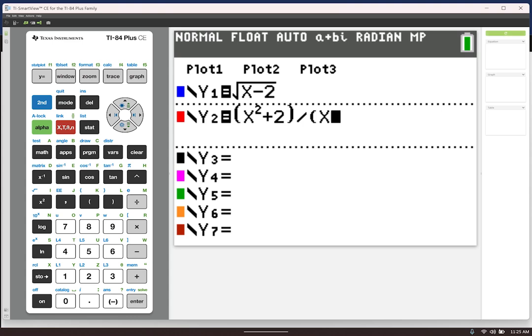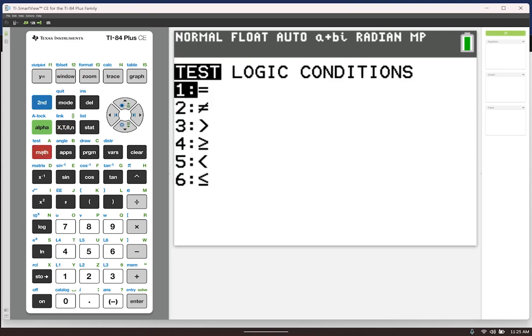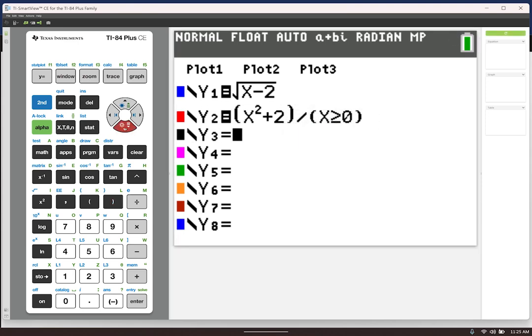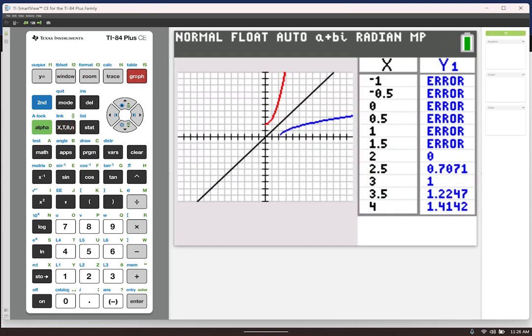Now, to get the greater than or equal to, we're going to go to the test menu, which is second and math. And you're going to choose option number 4 and then put your 0 and then close that up. That tells me to graph the x squared plus 2, but only graph x is greater than or equal to 0. And then I'm also going to put our mirror in. Our mirror is the line y equals x. That just gives us a little visual. So go ahead and graph that.